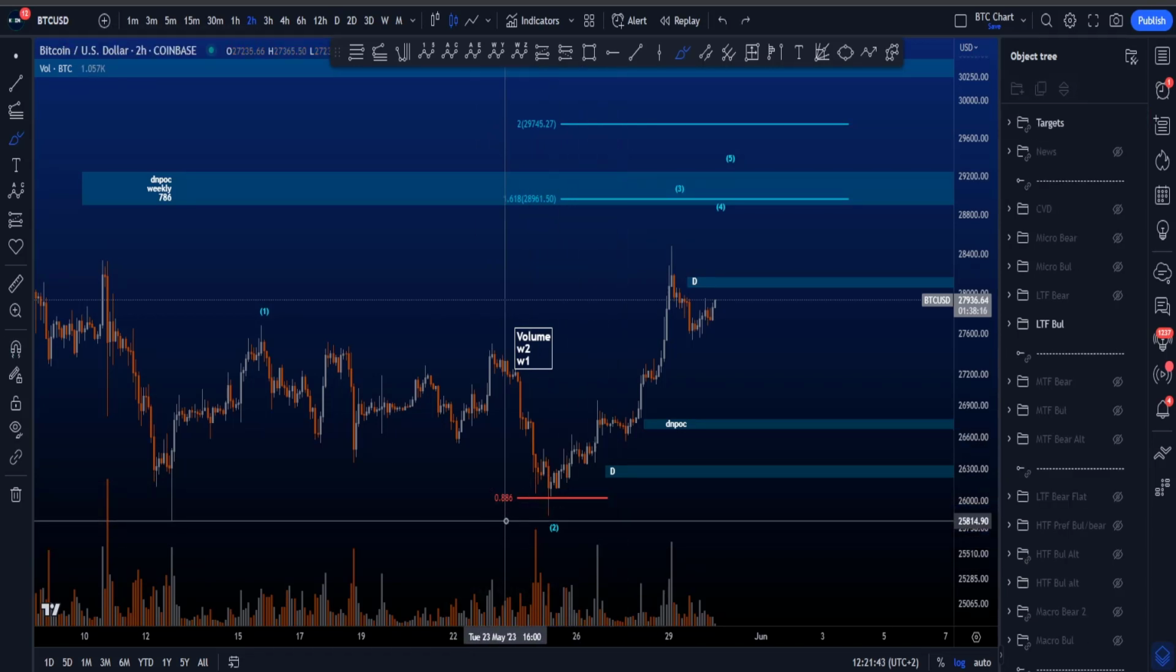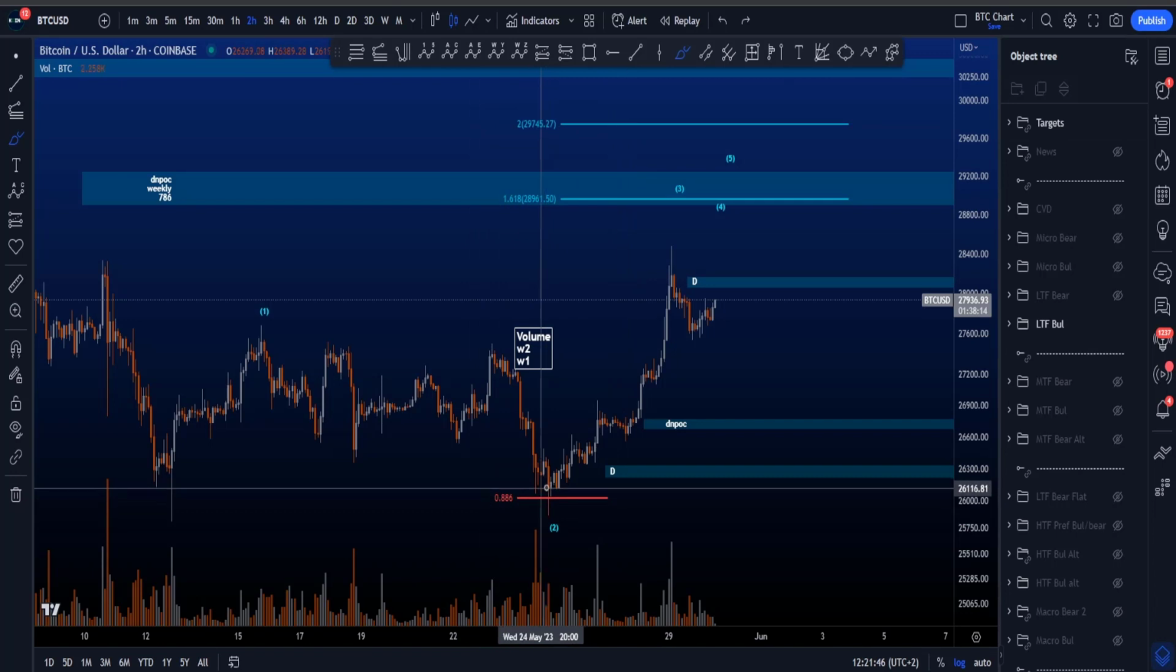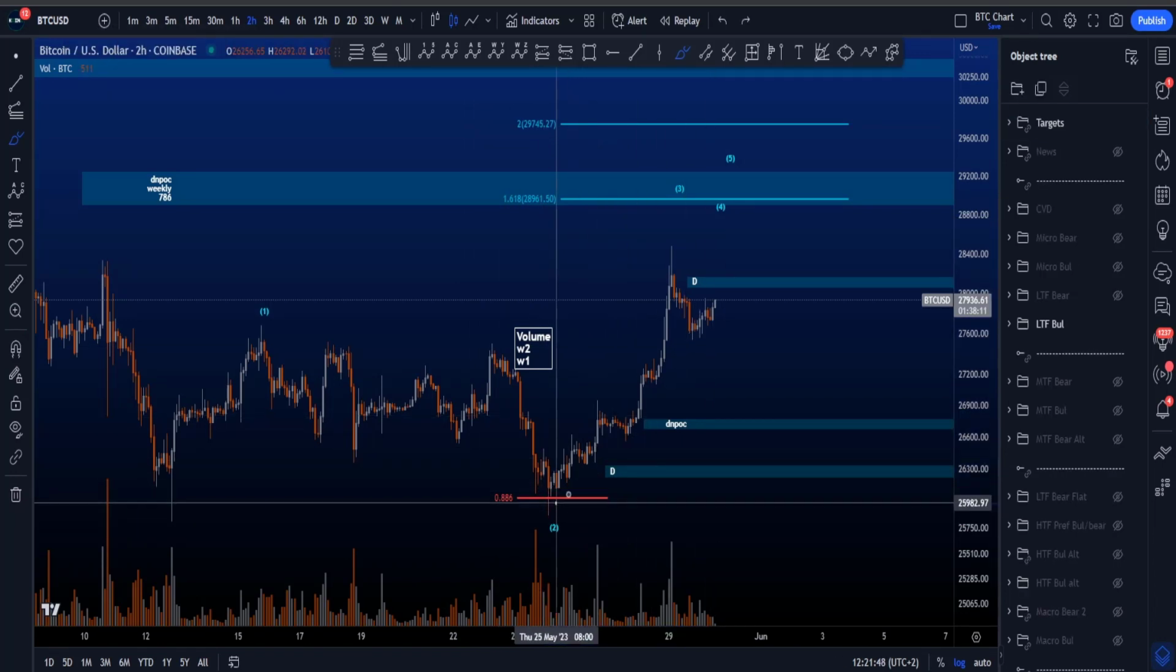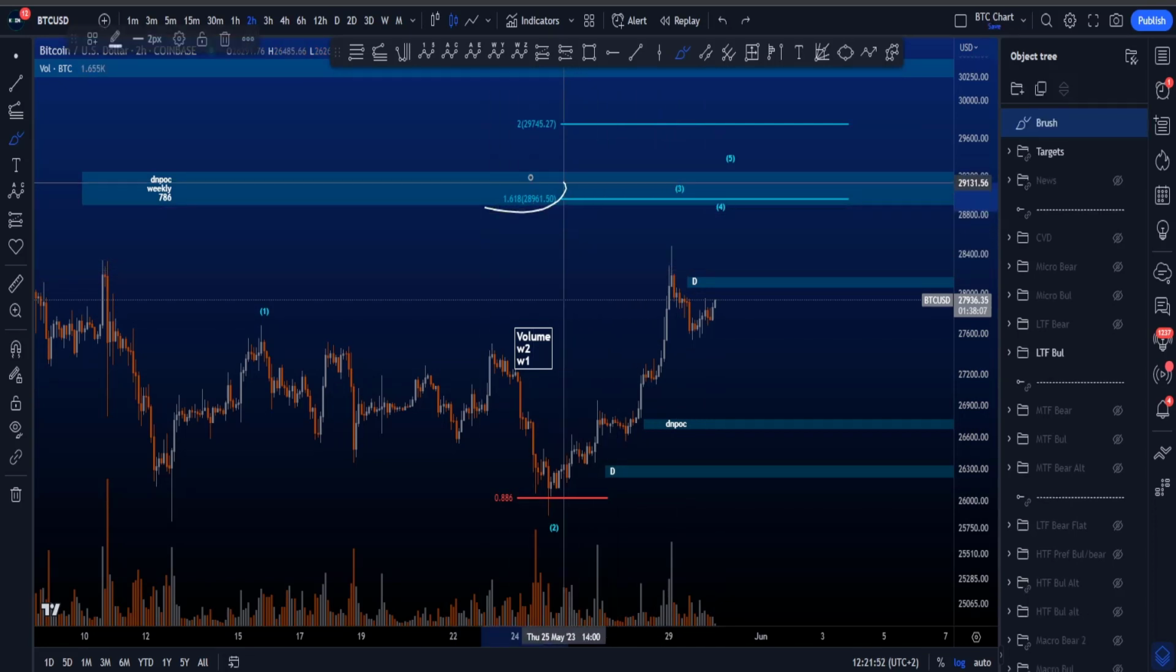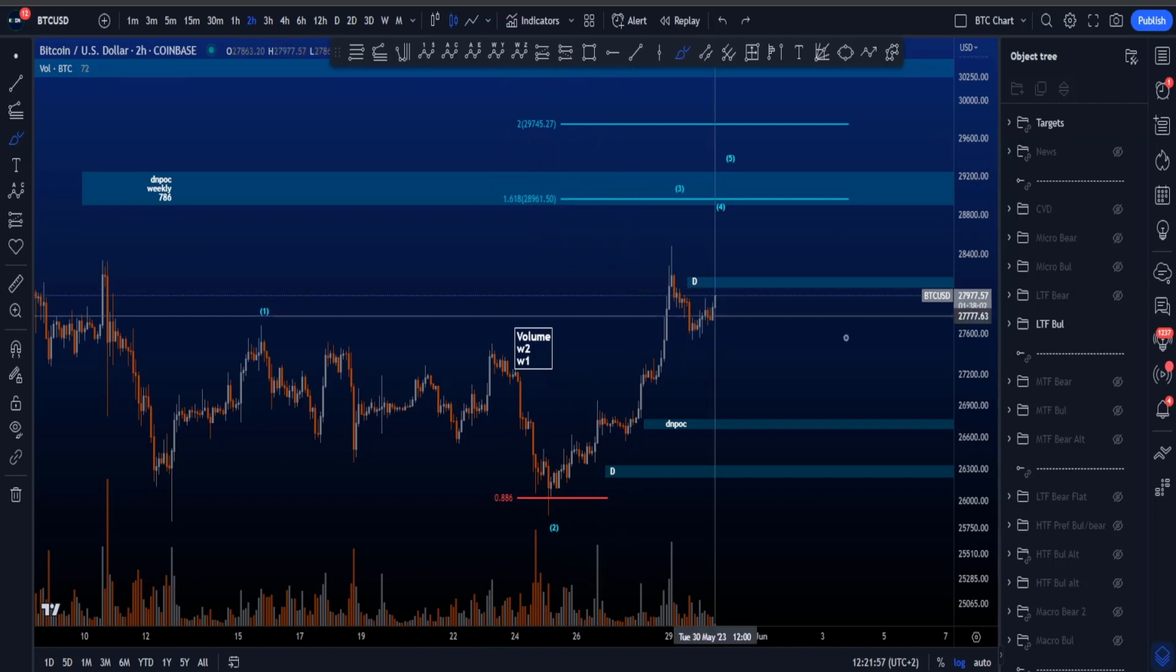wave 2 but a common target for a wave B and a wave X, after which you then expect either a wave Y or a wave C to the upside. Now for a bullish scenario, the 1.618 over here is a minimum target for a wave 3, sitting at 28.9k.